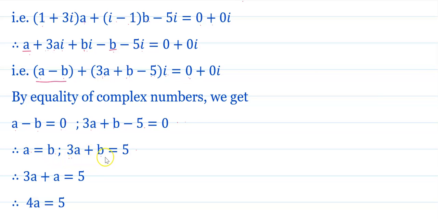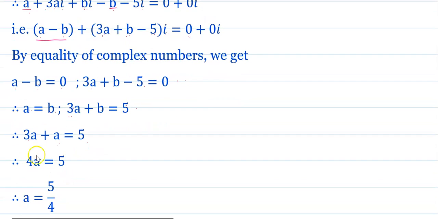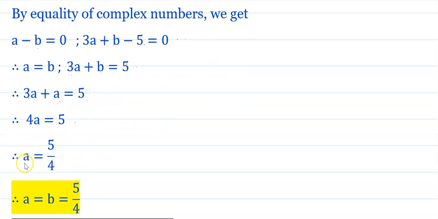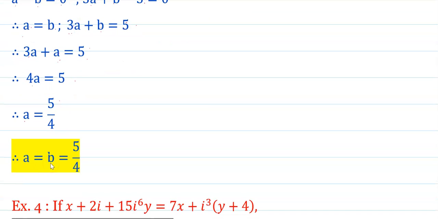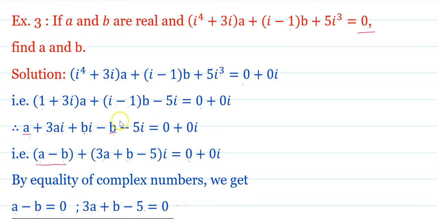Now substitute in this expression this b as a. Therefore, 3a plus a equals 5. 3a plus a, 4a equals 5, and hence a equals 5 by 4. And as a and b both are equal, a equals b equals 5 by 4. Okay, see this here.